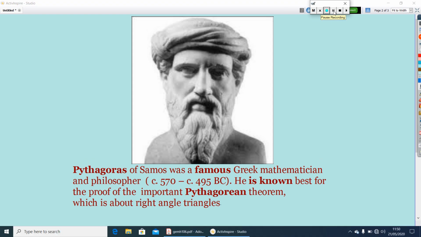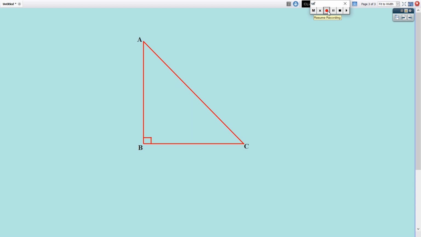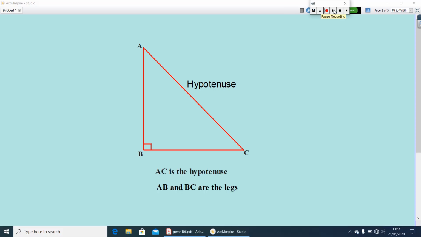Let me take a right angled triangle. Here, triangle ABC is a right angled triangle, right angled at B. Now, the side opposite to the right angle, that is AC, we can call hypotenuse. And the other two sides, AB and BC, we can call legs of the right angled triangle. Now, let us see what Pythagoras property is.